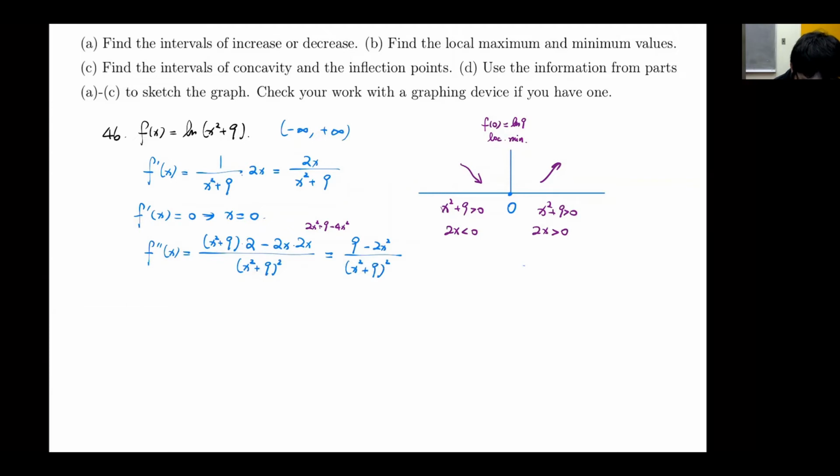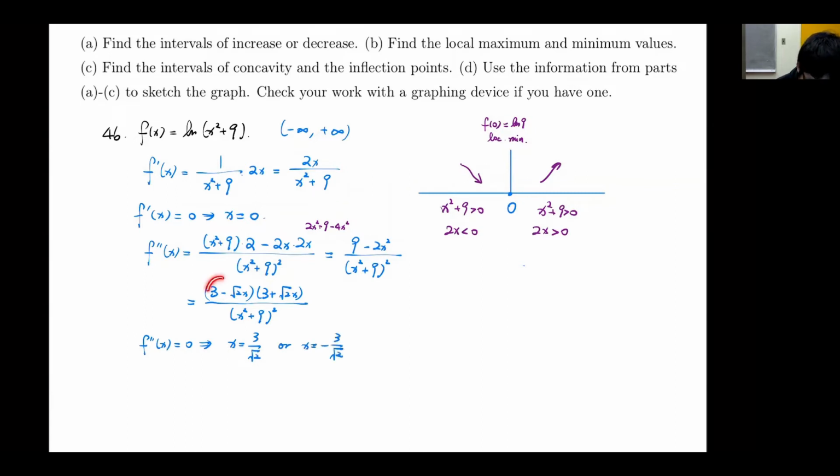Okay, so this can actually be factorized as follows. It will be 3 minus root 2 times x, times 3 plus root 2 times x, over x squared plus 9 squared. Okay, so this is my f double prime of x. So now f double prime of x equals 0. This means x equals 3 divided by root 2, or x equals minus 3 divided by root 2.